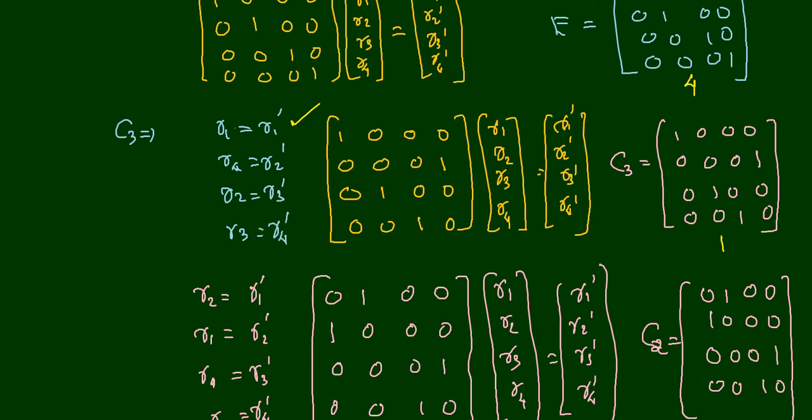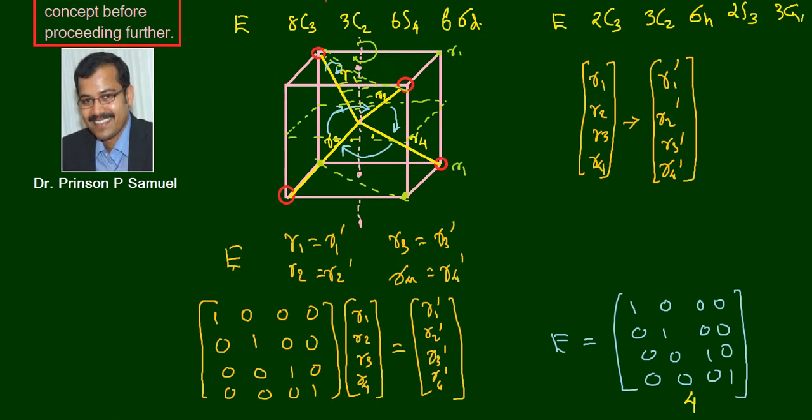You can just look at the geometry and see how it is happening. The C3 rotation is about R1. This is the axis of the C3 rotation. Since R1 is the axis for the C3 rotation, R1 is not changing. All other vectors will change their position. They will make a 120-degree rotation about this C3 axis, and R2, R3 and R4 will change their positions. So only one vector will retain its position during this operation. You can simply look at the geometry of the molecule and say how many vectors are retaining the position.